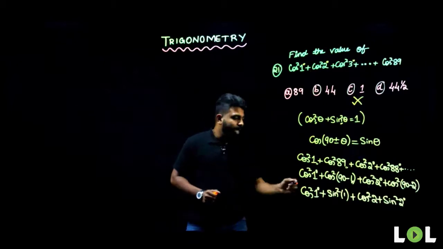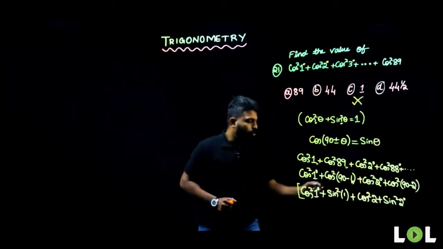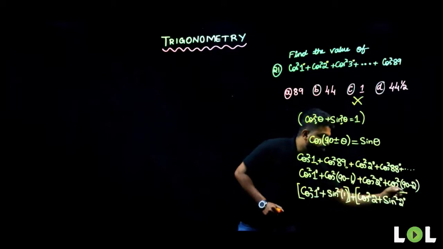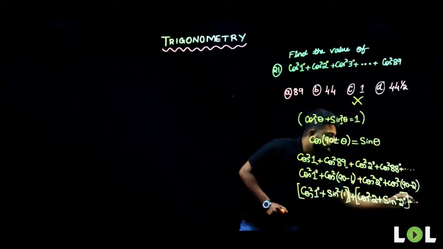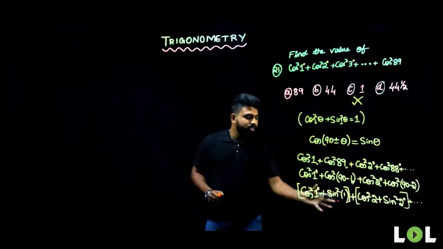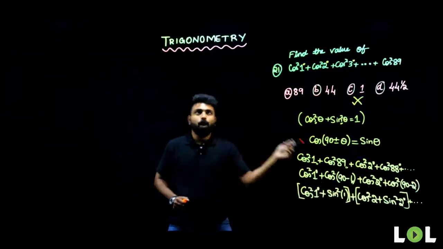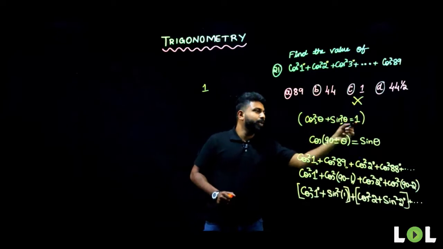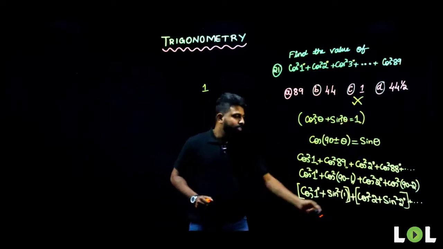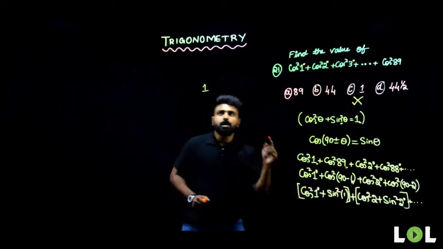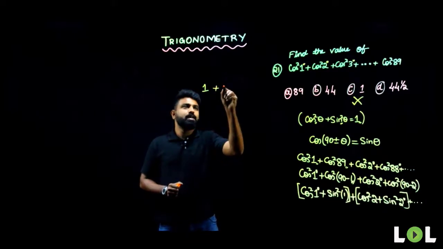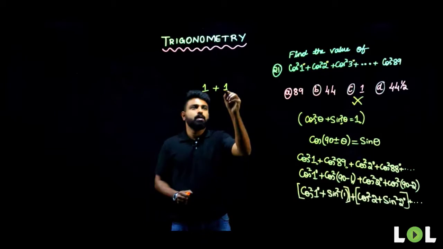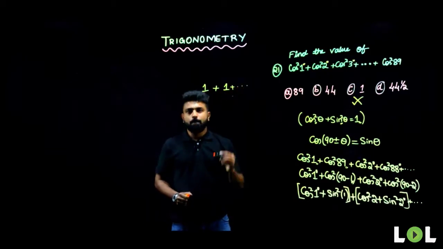Now, I'll consider these two as one pair and these two as my next pair here. Plus there will be other terms as well. So what is the value of my first pair here? The value of my first pair will be 1 because we know that cos square theta plus sine square theta is nothing but 1. Similarly, the value of my second pair is also 1. Plus there will be other terms as well.